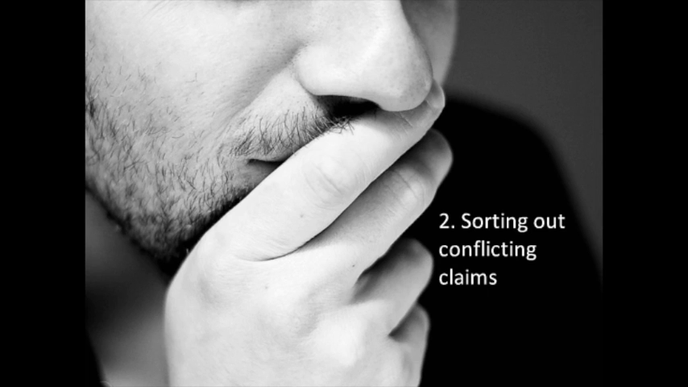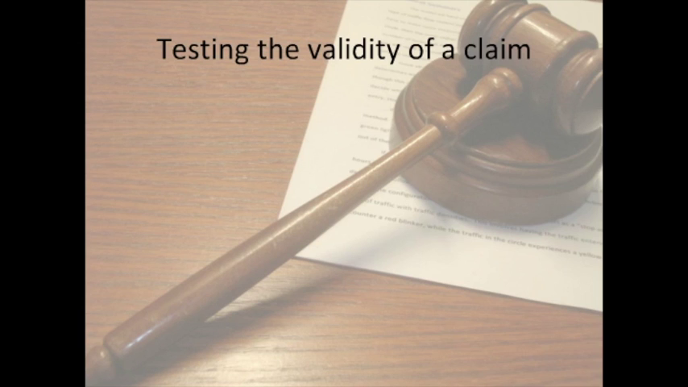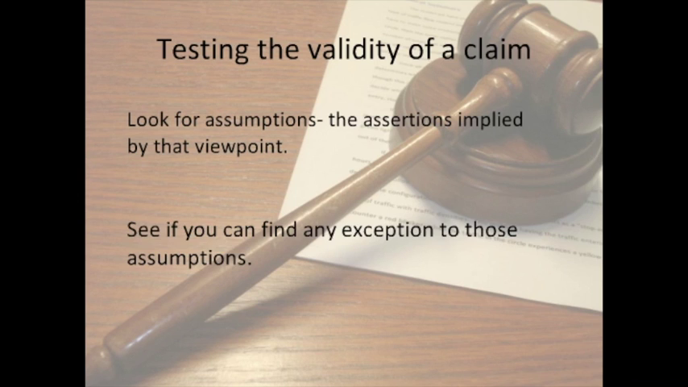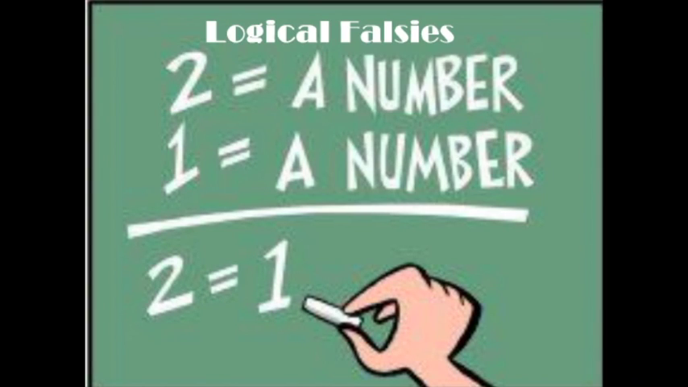Now let's examine the second step to critical thinking, which is to sort out conflicting claims. How are we supposed to sort out conflicting claims? You can do so by testing the validity of a claim. First, look for the assumptions, the assertions implied by that viewpoint, and then see if you can find any exceptions to those assumptions. An essential element to sorting out conflicting claims is being able to recognize fallacies in logic or reasoning. While there are hundreds of fallacies, here are just a few examples of logical fallacies in thinking that you will want to avoid if you are to become an effective critical thinker.